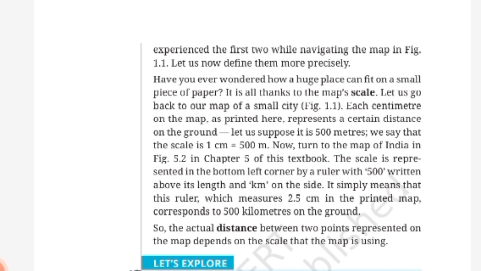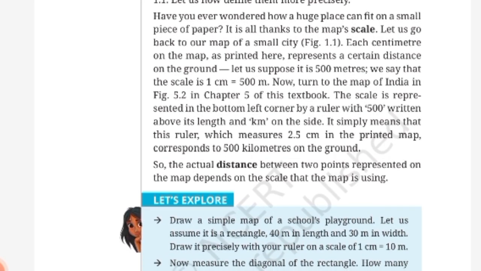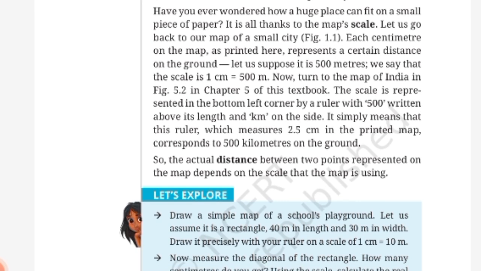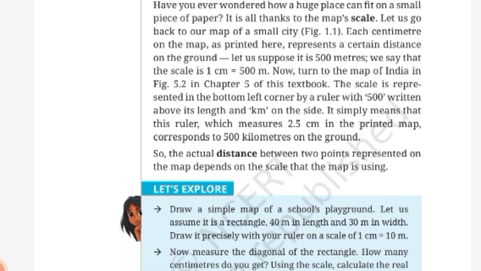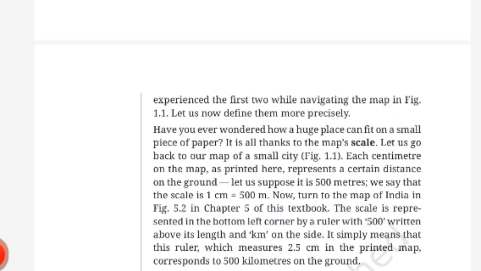Have you ever wondered how a huge place can fit on a small piece of paper? It is all thanks to the map scale. Let us go back to a map of a small city. Each centimeter on the map as printed here represents a certain distance on the ground. Let us suppose it is 500 meters. We say that the scale is 1 centimeter equals 500 meters.